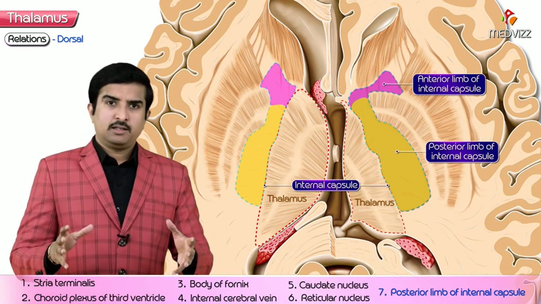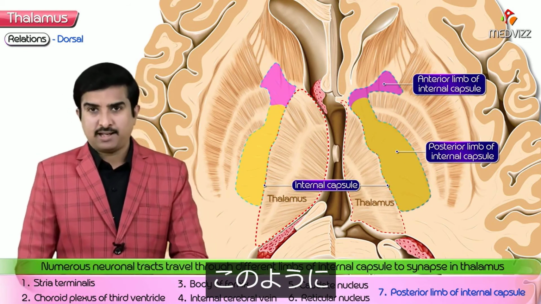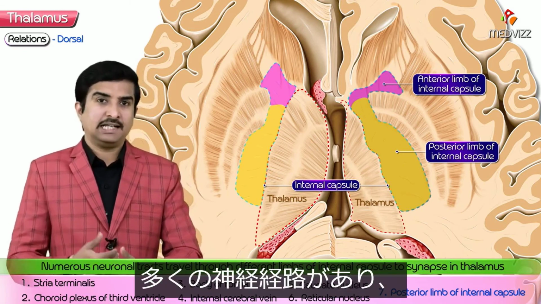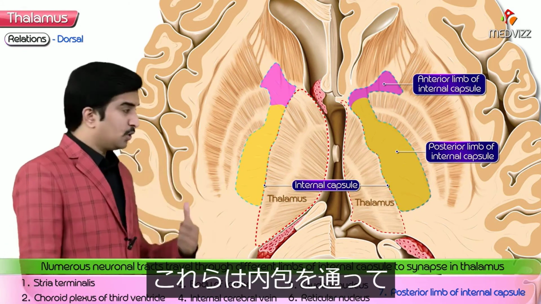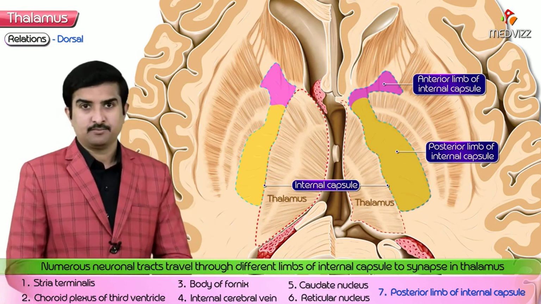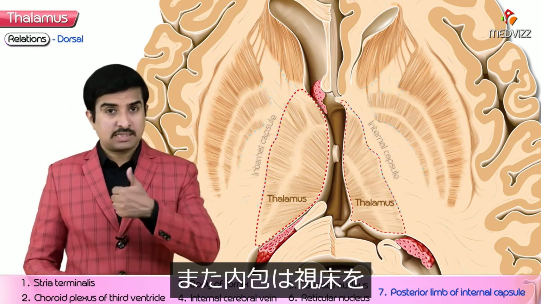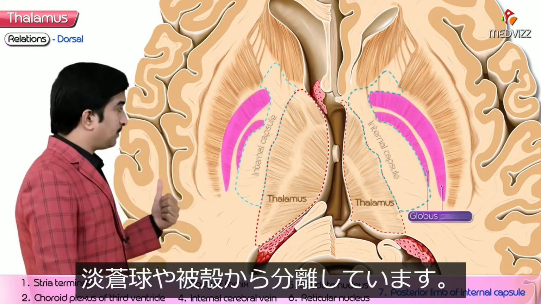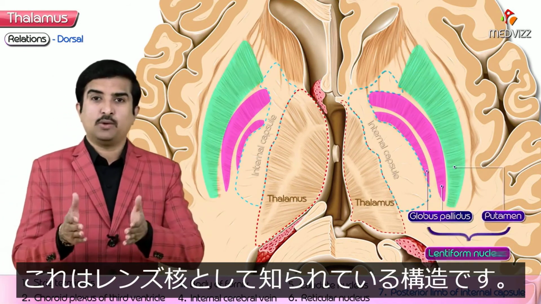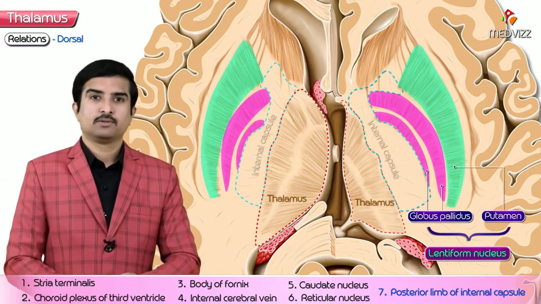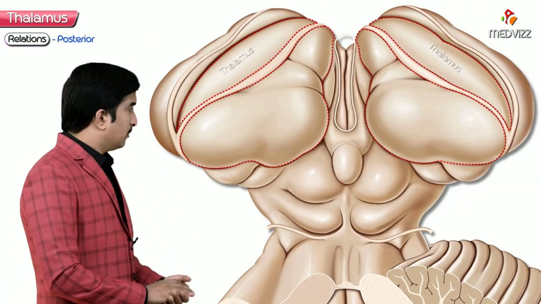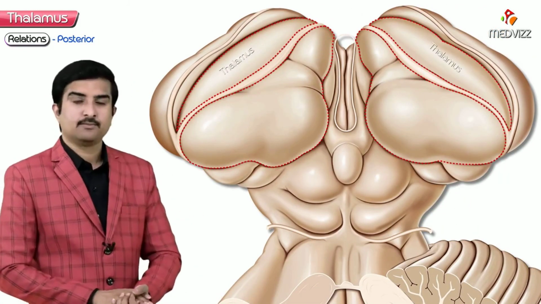Here there are numerous neuronal tracts which travel through the different limbs of the internal capsule to synapse with the thalamus. Further, the internal capsule also separates the thalamus from the globus pallidus and putamen, together known as the lentiform nucleus. And next is the posterior relation.